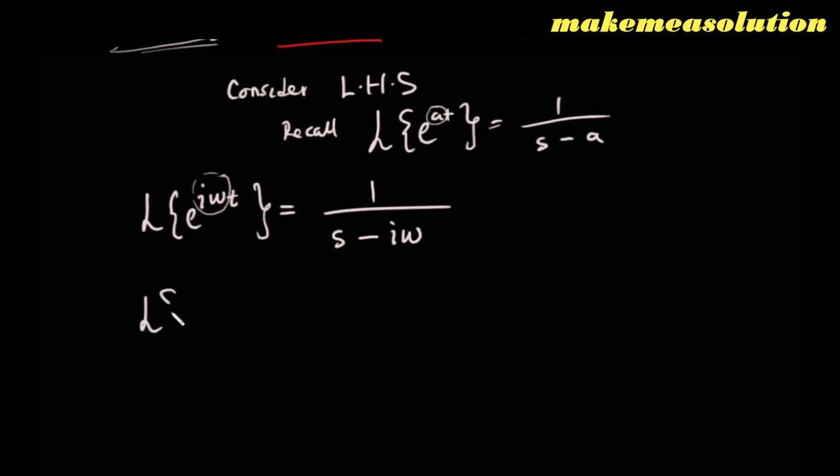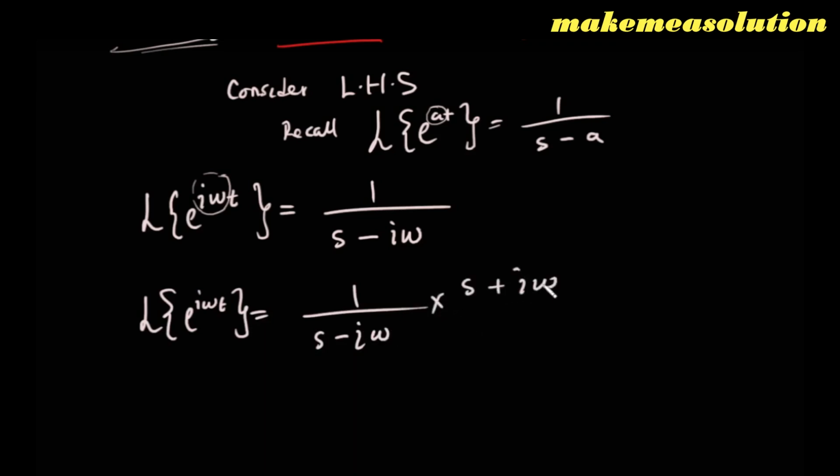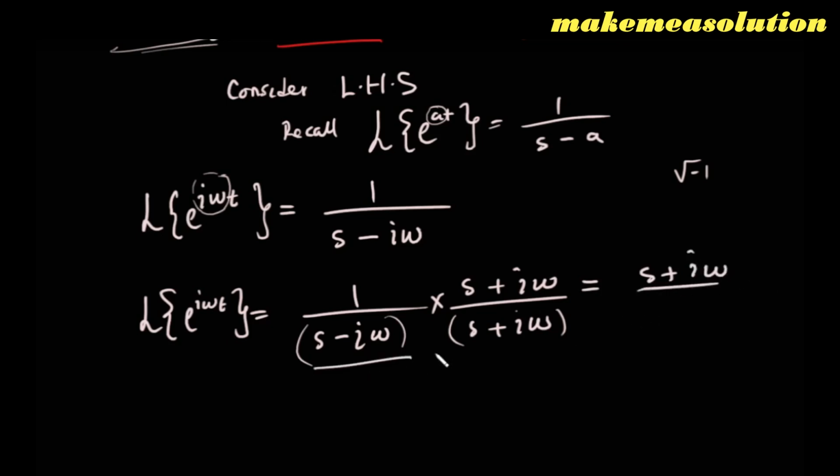So what do you do from here? The Laplace transform of exponential i omega t gives me 1 all over s minus i omega. You can rationalize, so you have s plus i omega divided by s plus i omega. Why am I rationalizing? Because this i is a surd, a complex surd, root minus 1. So when we rationalize, we get s plus i omega divided by, this looks like the difference of two squares to me, so you're going to have s squared minus i omega all squared. If you remember the difference of two squares.